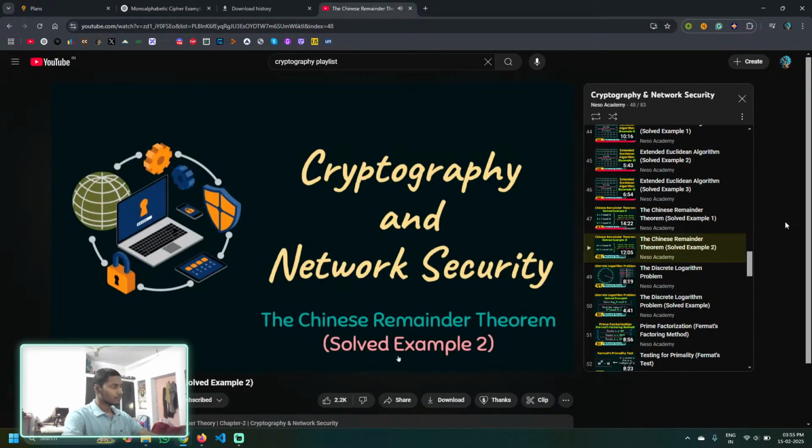In the last presentation, we understood what is Chinese remainder theorem, and we have seen solved example number 1. In this presentation, we will solve another example in Chinese remainder theorem. As usual, let's start the session with the outcomes.